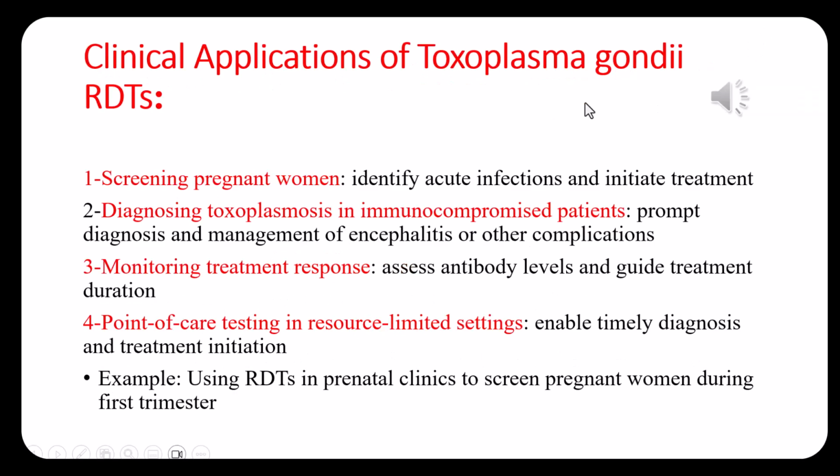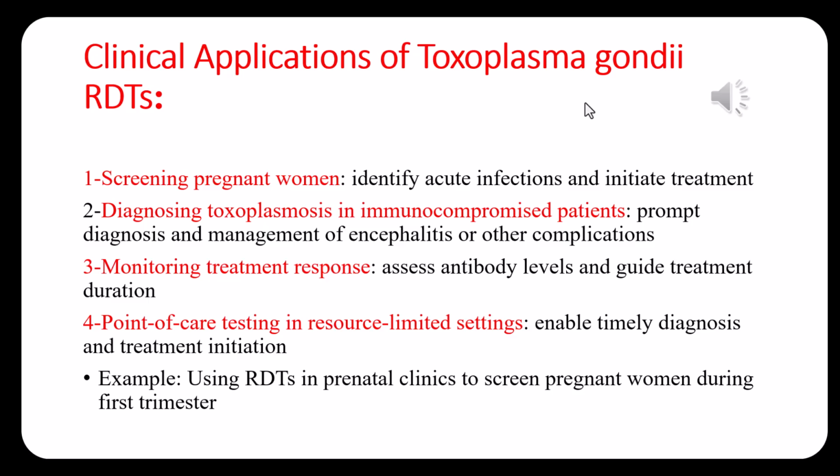So what is the clinical application of the Toxoplasma gondii rapid test? Why do we do the Toxoplasma rapid test? For screening pregnant women: if a woman is pregnant and in the first trimester, at the initial stage of the disease, we can do this test to know before the disease becomes chronic. In the acute infection, if you are diagnosed with this disease and you start treatment, the disease will not develop. So we do this test for screening pregnant women.